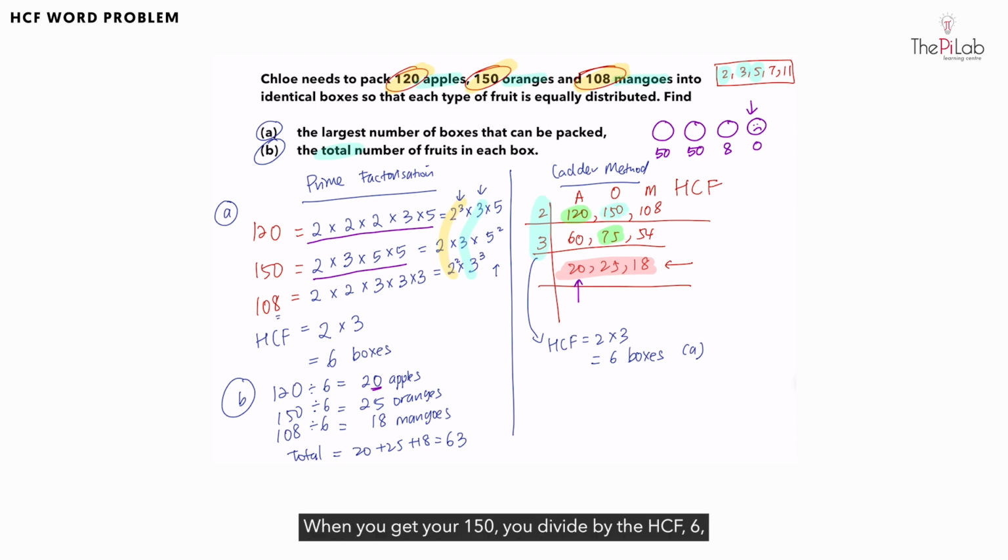When you get your 150, you divide by the HCF 6, you get 25 oranges, which is what we got earlier. And finally, when you look at 108 and you divide it by 6, you will get 18 mangoes, which is what you got earlier using the prime factorization method. So actually, for this method, the ladder method, the last row will give you the number of each type of fruit. So all you have to do for part B is to find the total. So you have 20 apples, 25 oranges, and 18 mangoes. And you add that up, you should also get 63 fruits in each box.